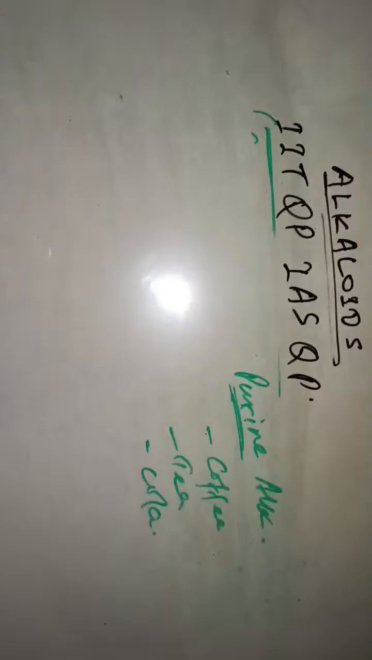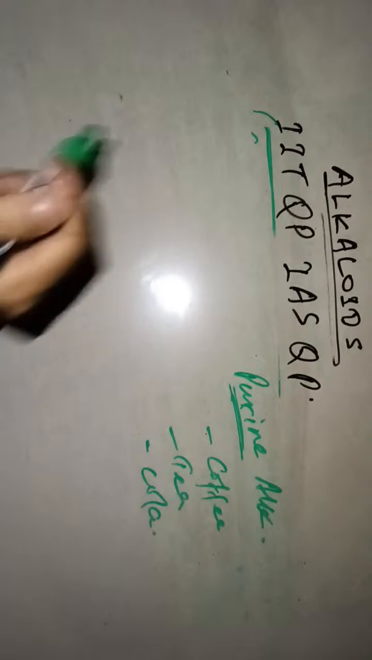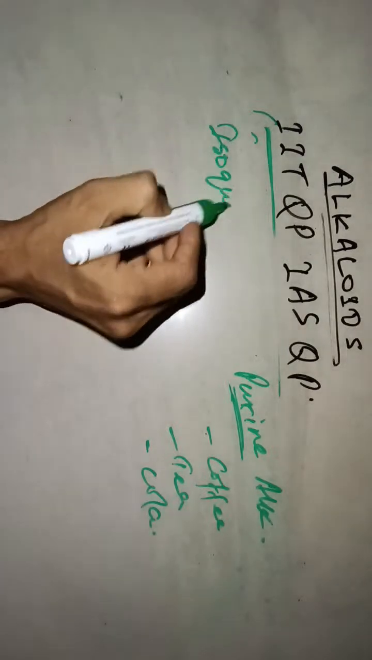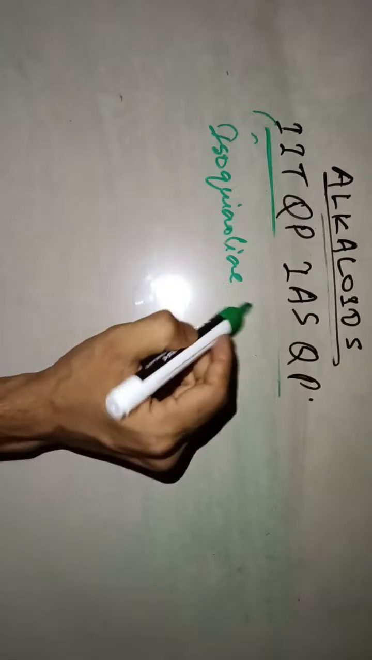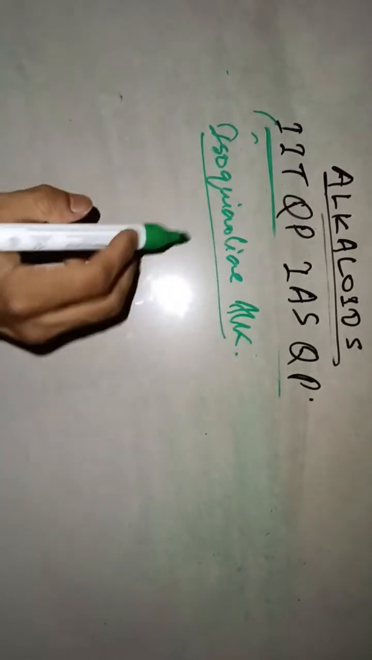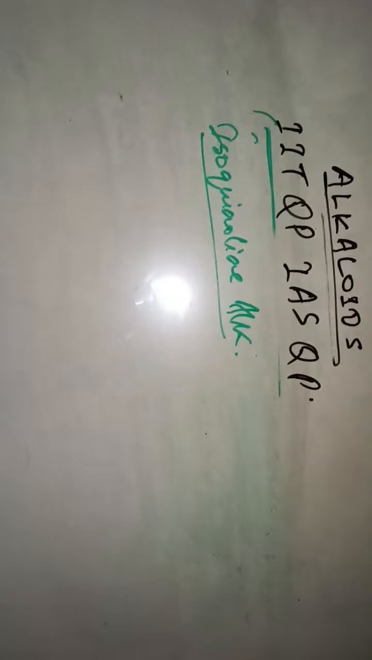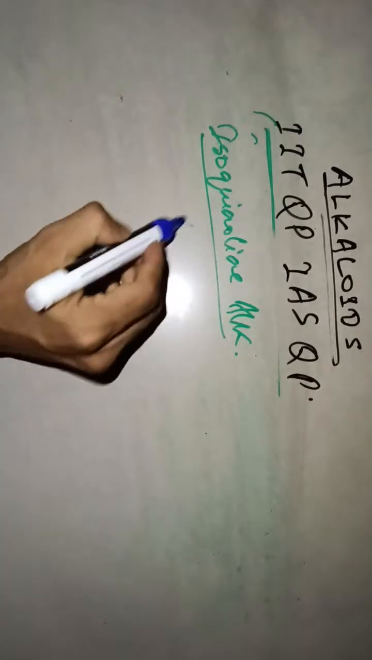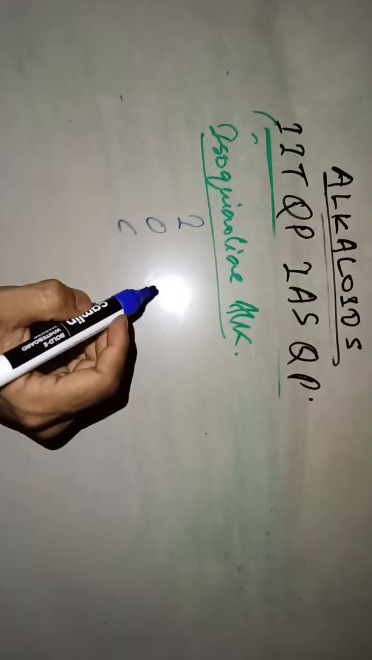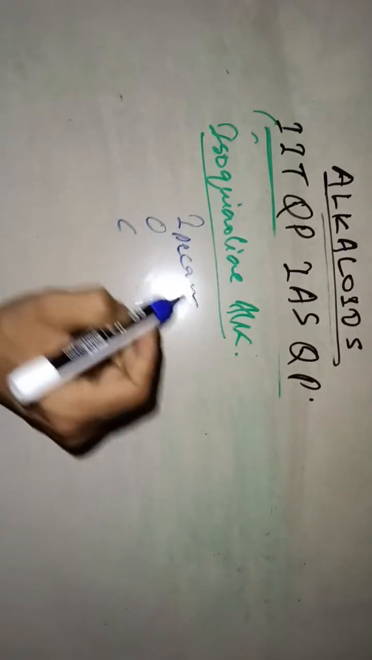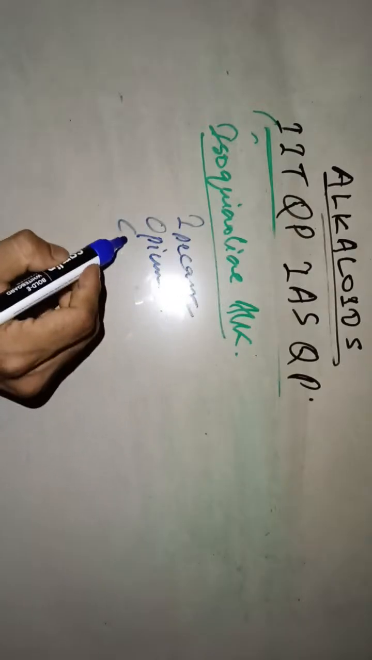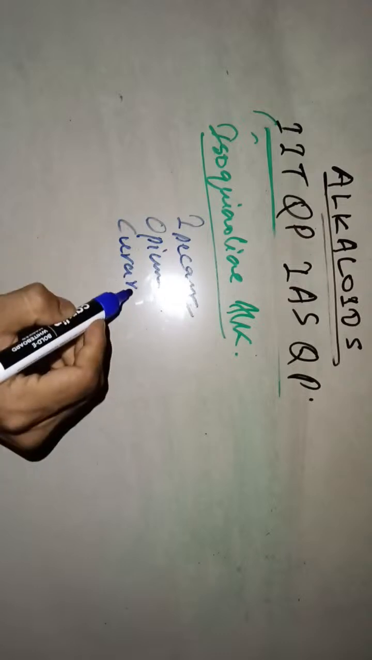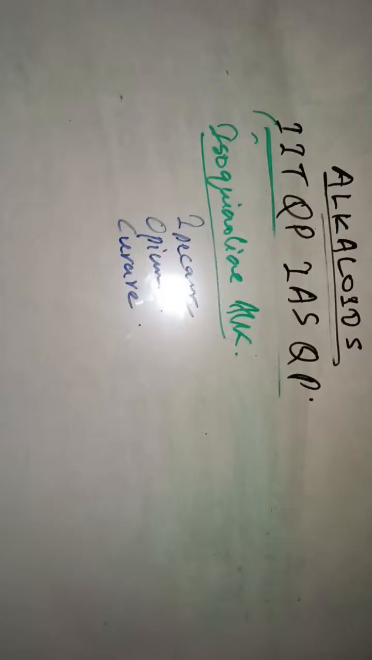Next is isoquinoline alkaloid. Isoquinoline alkaloid contains inorganic chemistry, which means IOC. So IOC: ipecac, opium, and curare.